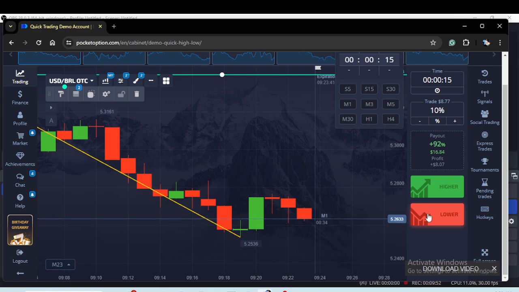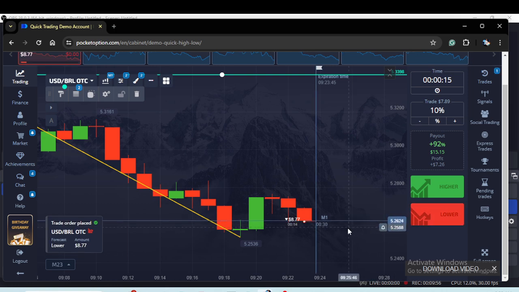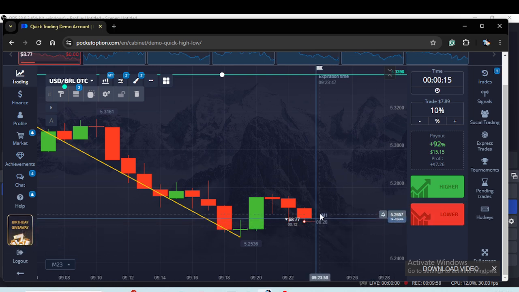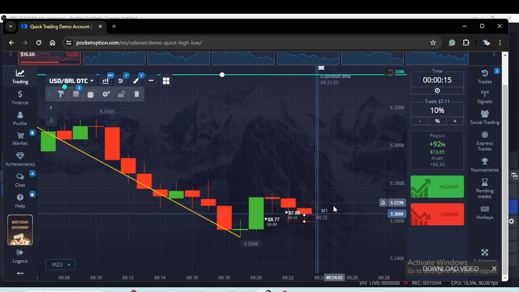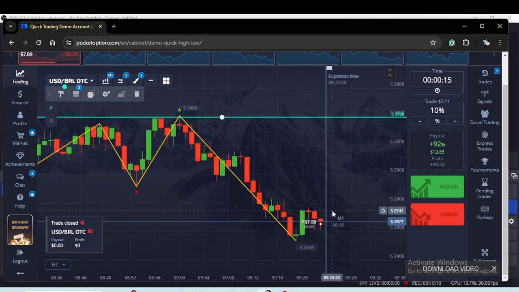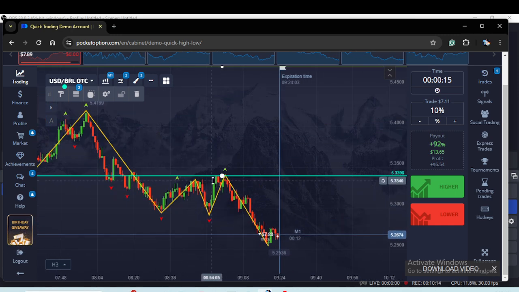I want to see a pullback now. So pullback has happened. So I'm going to take a sell for 15 seconds. So that's how this works. This also works great. So this was like the pullback. This is where I should have taken it, but that's how it works. All right, so I hope you're able to understand both of the strategies. But the main one I use is this liquidity point and the power candle.